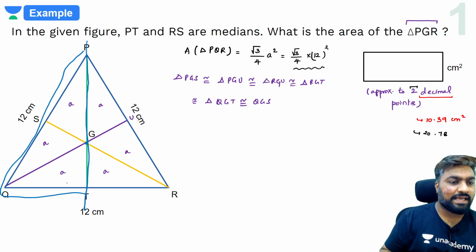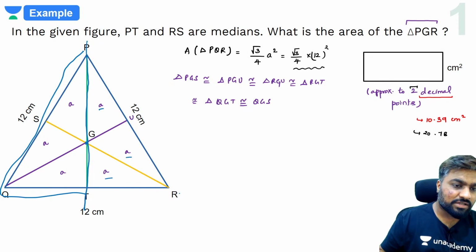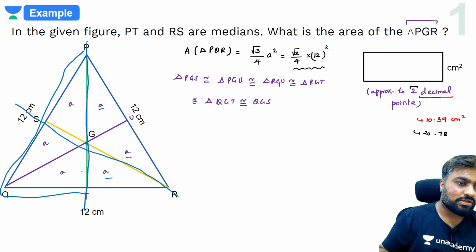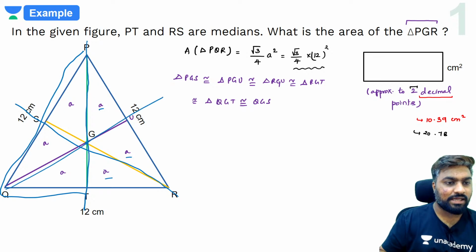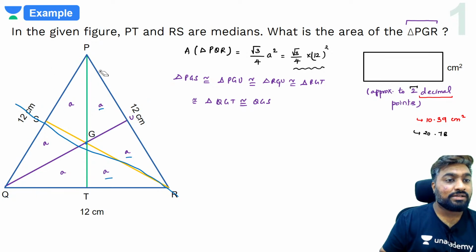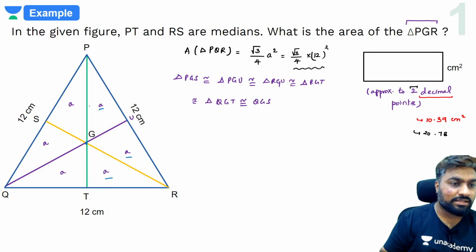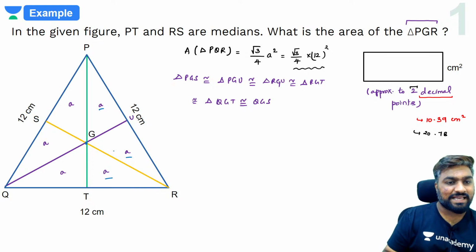A plus A plus A is 3A, A plus A plus A is 3A. Same, we are splitting the triangle like this also, right? 3A, 3A. So what are you seeing? You're seeing that all these small triangles will have the same area.